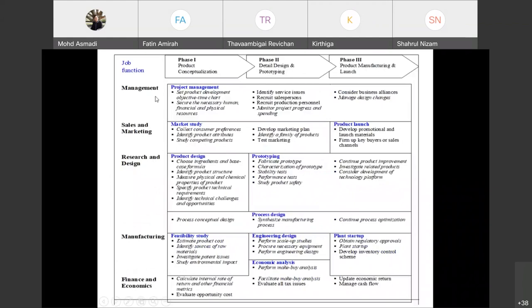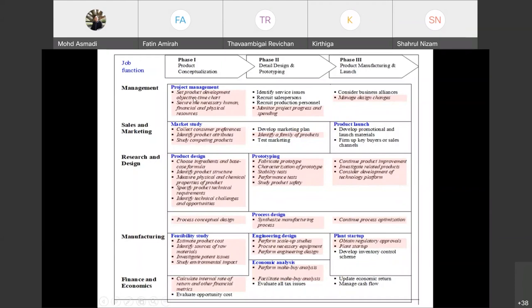From the job functions and also the phases of this framework, we can group the various tasks. For management, this is project management, market study, product design, prototyping. So this is the grouping of the tasks. If you look at economic analysis, we have to do it in all three phases. Similarly, process design, three phases.